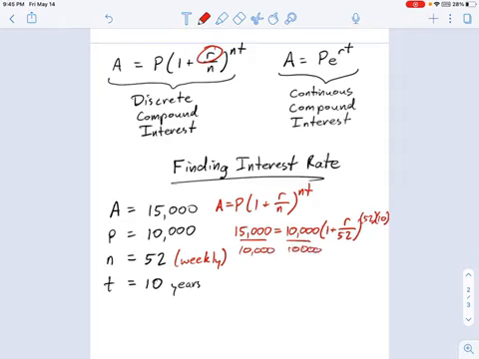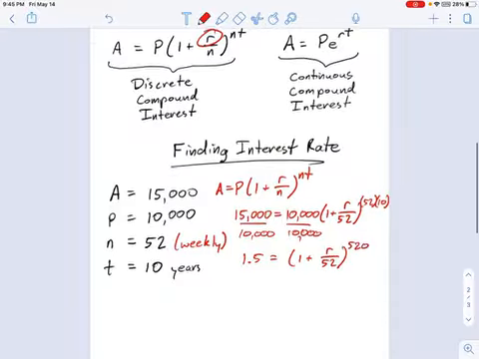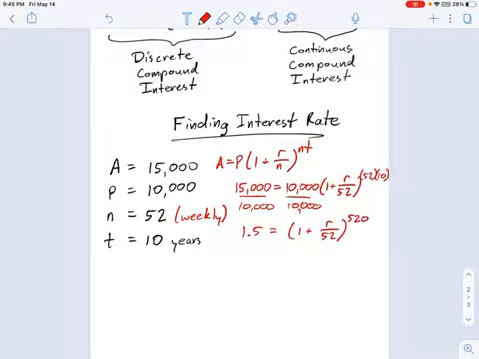And what you get is 1.5 equals (1 plus R over 52) to the, looks like 520. That's a big exponent. And now, you might not know how to deal with that exponent. Think about it this way. If I said x squared equals 4, we all know how to square root each side, right? Square roots get rid of squares. And in the same way, there is a kind of radical which will get rid of a 520th power.